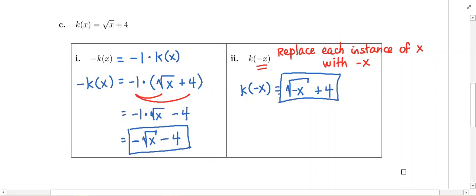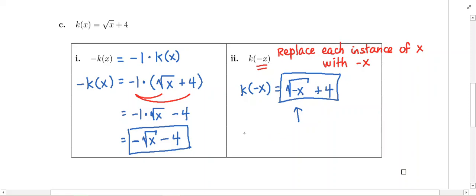Because, well, you've always been told that you cannot take the square root of a negative number. Okay, so I'm sure some of you are alarmed by this negative sign being under the square root. Well, let me ask you this: what we have formed is correct. Just hear me out. This is the square root of negative x, plus 4.